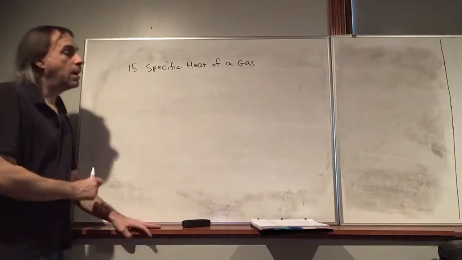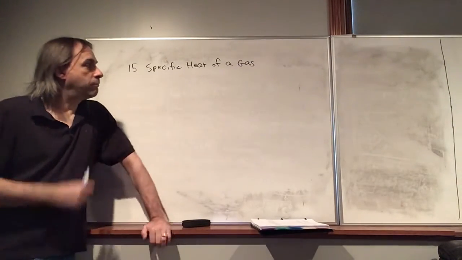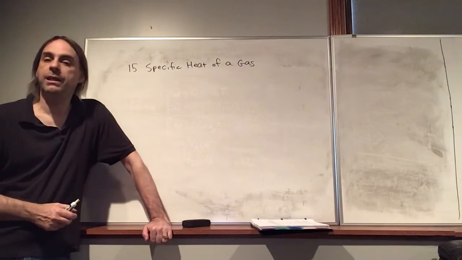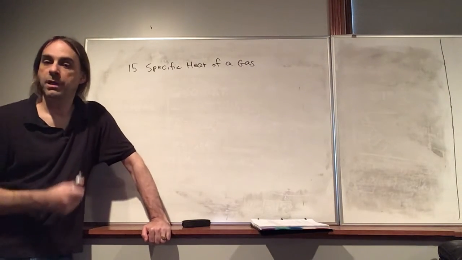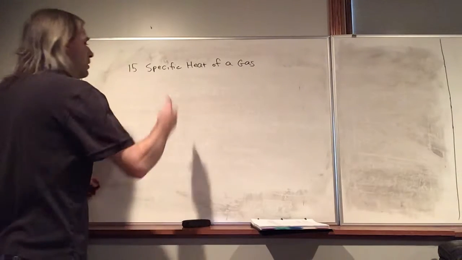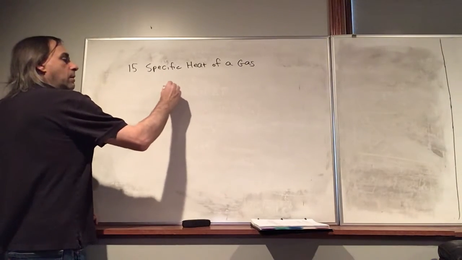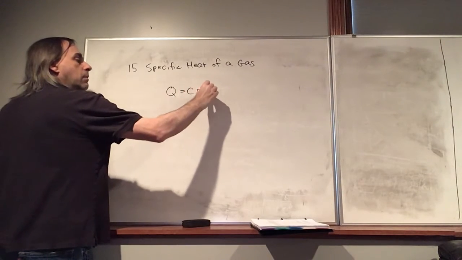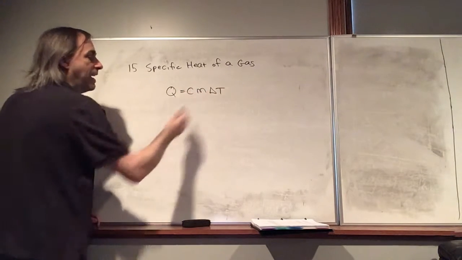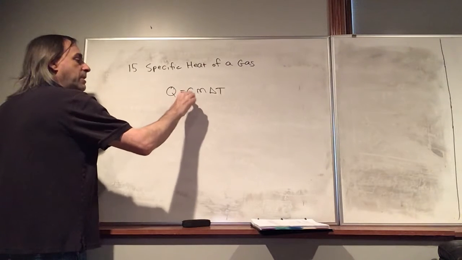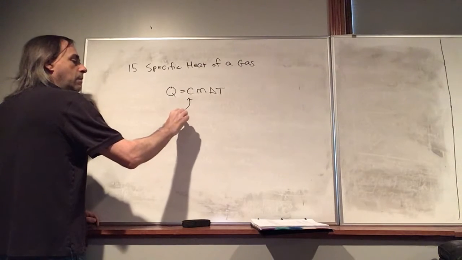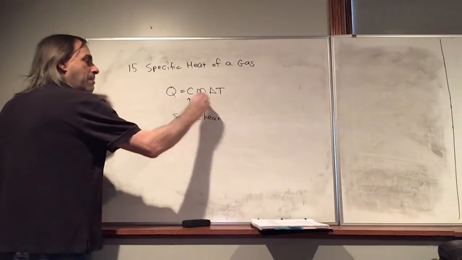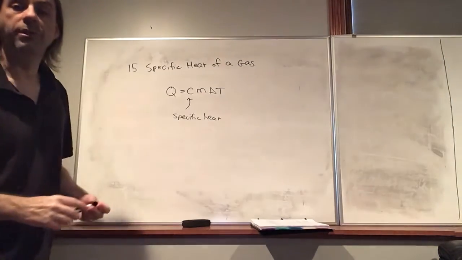Okay, so the topic for this lecture, we're going to talk about the specific heat of a gas. So earlier we talked about specific heat for a solid or a liquid. You know, Q = cmΔT, where c is the specific heat, m is the mass, and ΔT is the change in temperature.